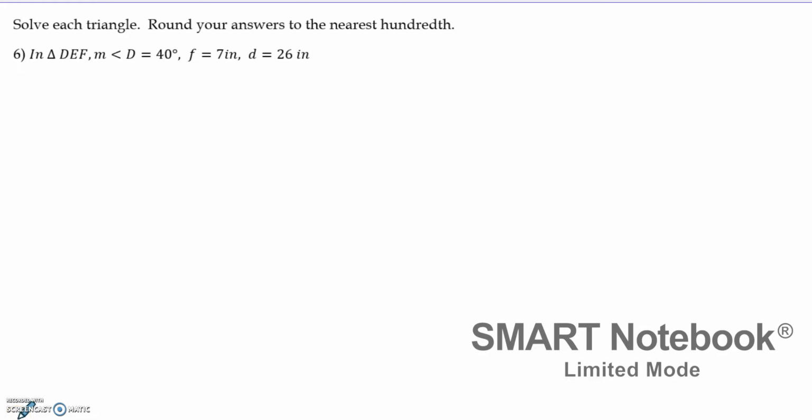We're going through numbers 6 to 10. So number 6 asks us to solve the triangle. Now I don't know if this triangle is a right triangle, and I'm going to assume it's not, which means I have an oblique triangle, which means I need to use either law of sines or cosines.